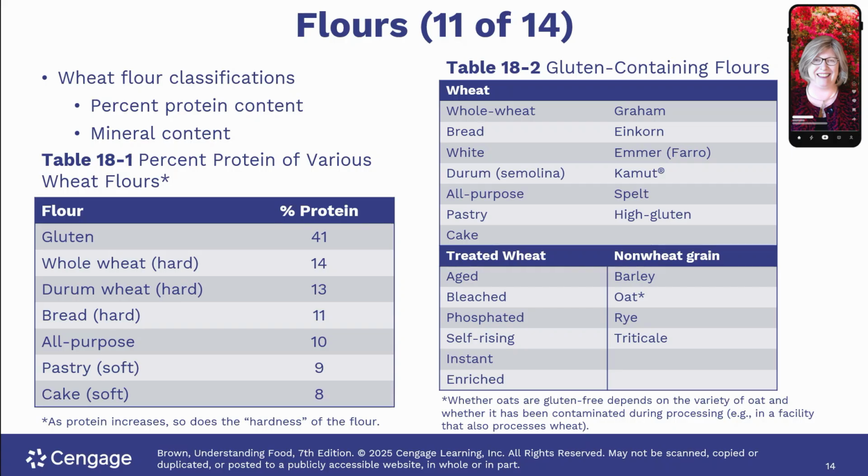Table 18-2 shows you gluten-containing flours, and is categorized by wheat, treated wheat, and non-wheat grain. The question of oats, whether that category would be gluten-free, depends on the variety of oat and whether it has been contaminated during processing. Also, if it's grown in a field where there's some unintentional cross-breeding, where some of the wheat gets mixed in with the oats, then you can't really separate that.